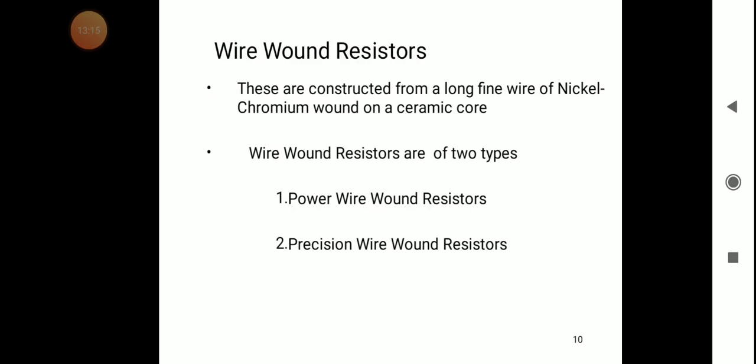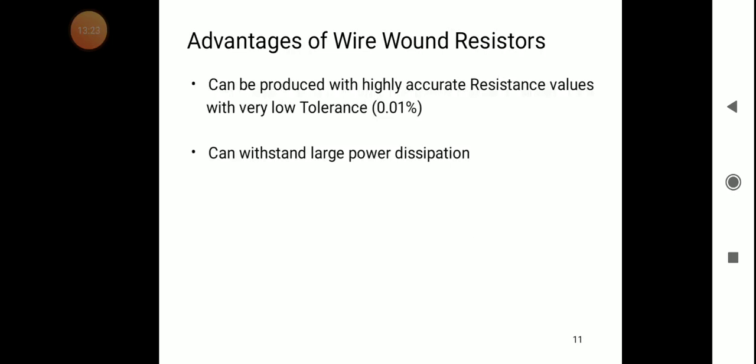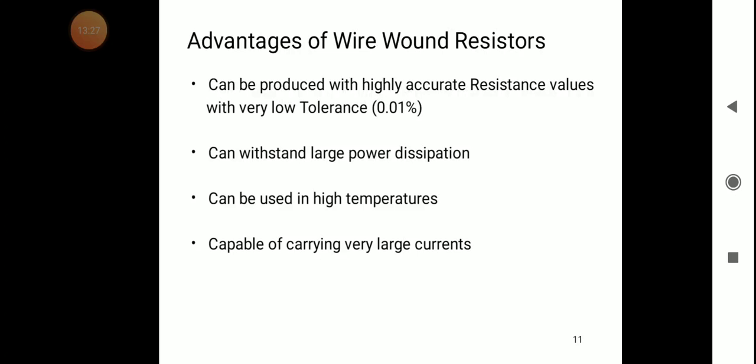Wire-wound resistors are of two types: power wire-wound resistors and precision wire-wound resistors. The advantages are that they can be produced with highly accurate resistance values, with very low tolerance. That is a very good advantage. They can withstand large power dissipation, can be used at high temperature, and are capable of carrying very large currents.